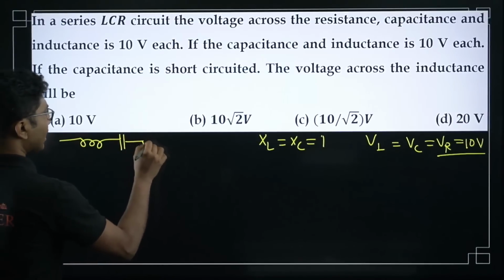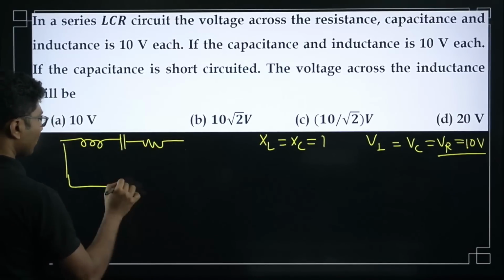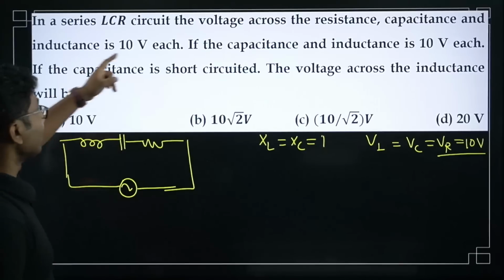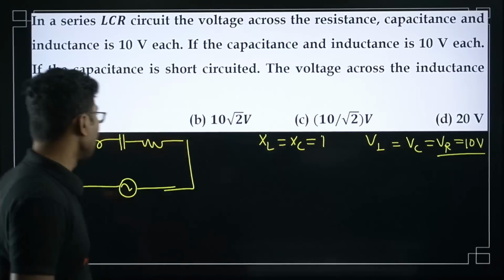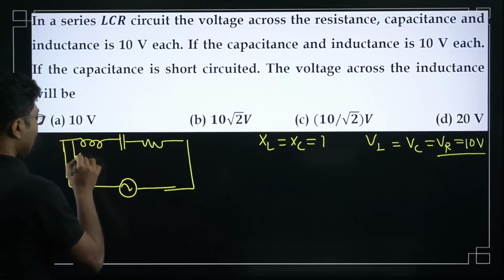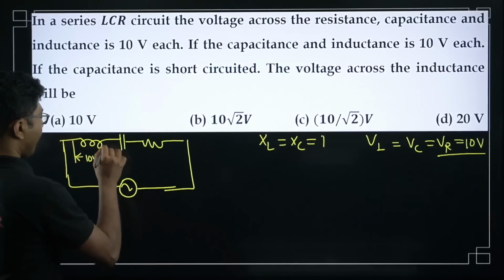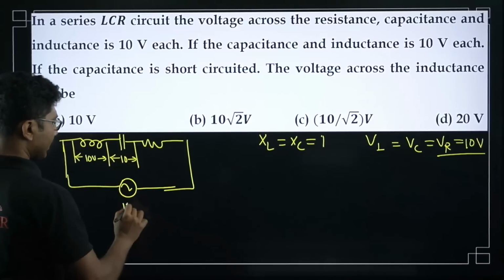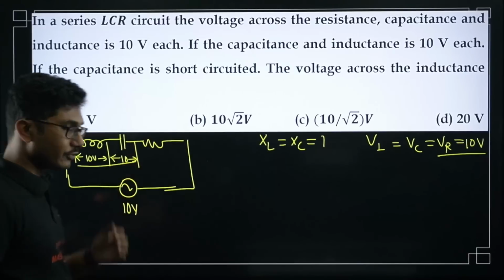Now you might say, sir, the resistance value is not given over here, so how are you saying that VR is also the same? Because capacitance and inductance have 10 volt. So capacitance is 10 volt, inductance is 10 volt, right? Applied voltage is 10 volt. Now that means this is a resonance condition.